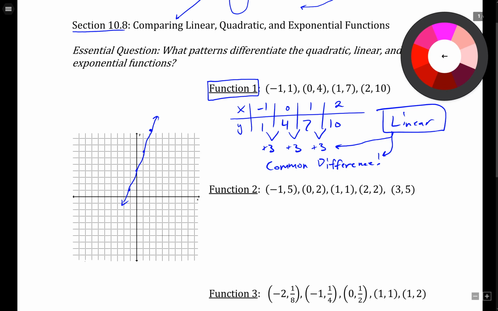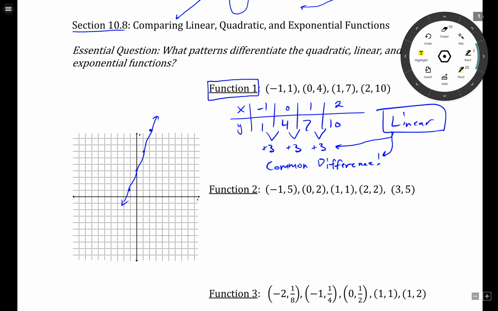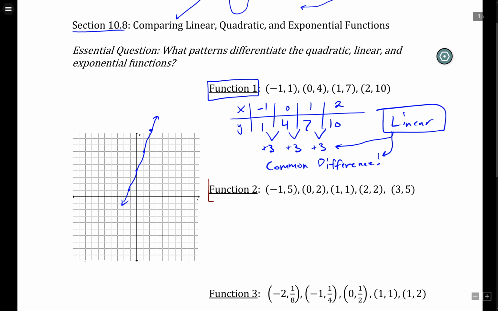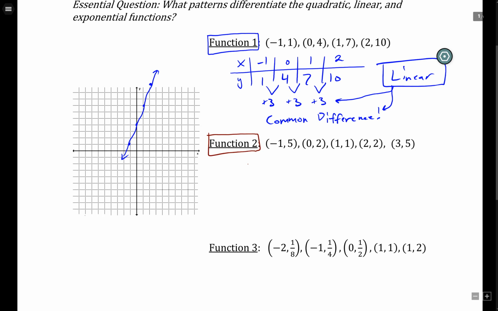We'll switch to, this looks cool. I like this color. Okay, so for function 2, this will be our kind of brownish or dark red function. Again, let's just put these in a table and see what happens. -1, 5, 0, 2, 1, 1, 2, 2, 3, 5. Now, some of you, just by looking at these y values, are probably already noticing a pattern. There's definitely a very obvious pattern here.